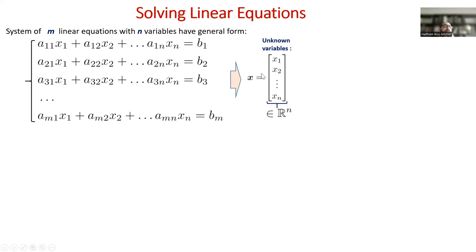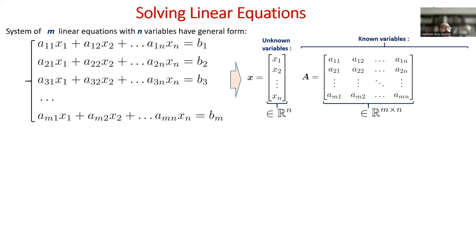So what I'm going to do now is make those into an unknown variable vector. I take x1, x2, up to xn and make them a long vector, which is in Rn. Then I'm going to put the known coefficients in a matrix. So I take a11, a12, a1n, a21, a22, a2n, up to am1, am2, amn, and list them in a matrix. This matrix will be m by n, so it will have m rows and n columns.